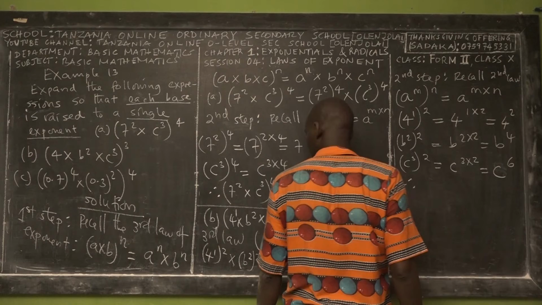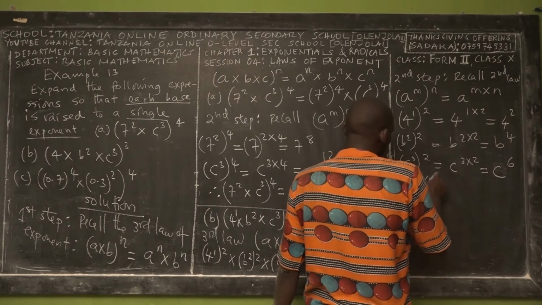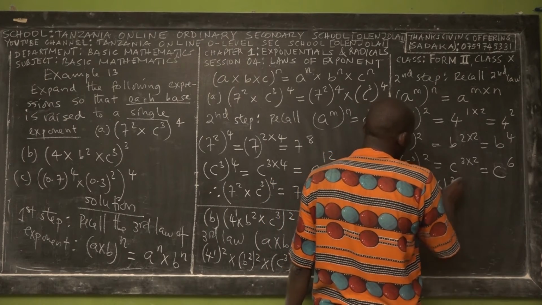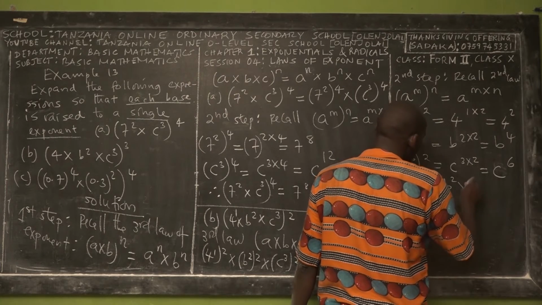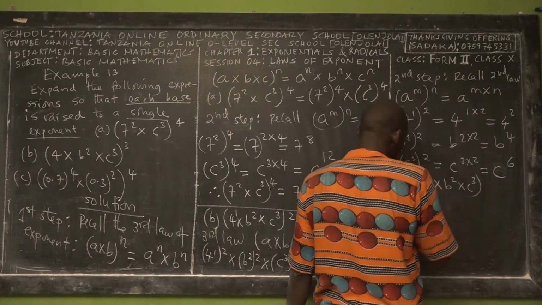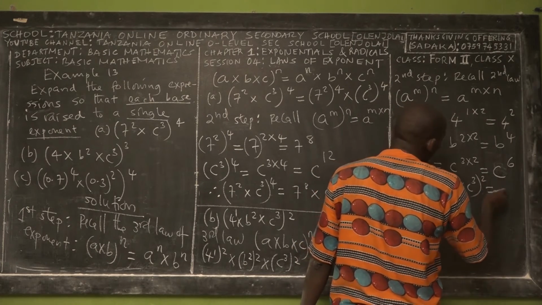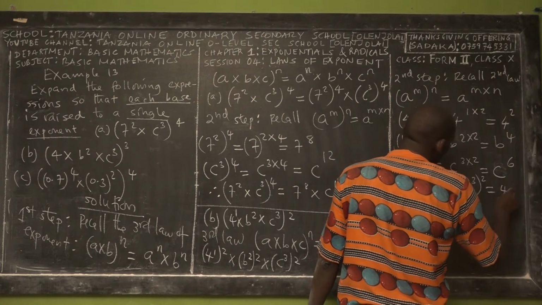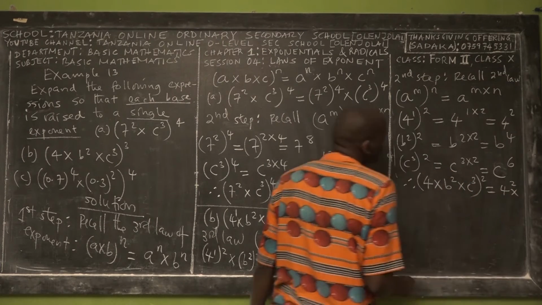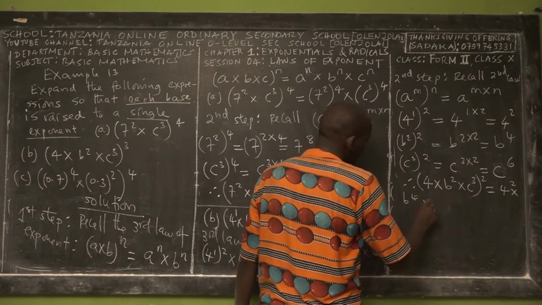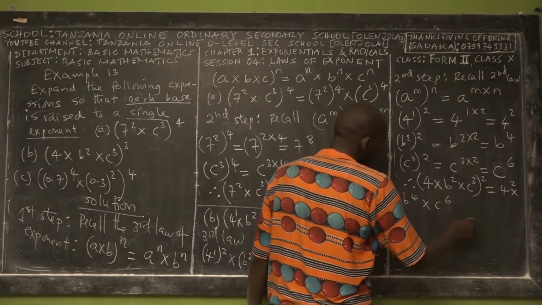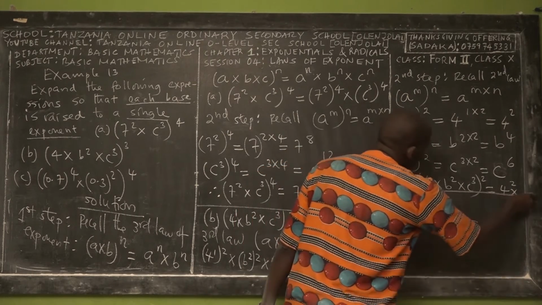So therefore the answer is equal to what? It was 4 times B square, right? Times C power 3, the question. Then power to power 2 is equal to 4 power 2 times B power 4 times C power 6. That's the response.